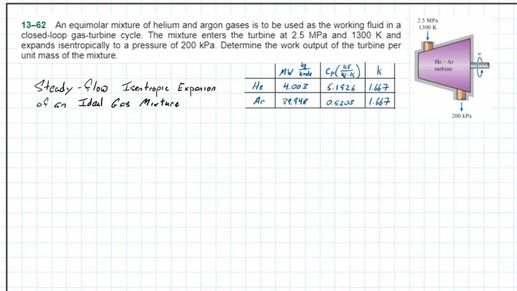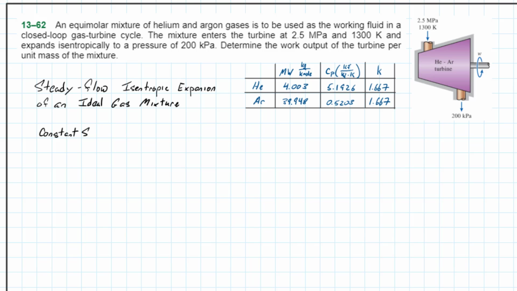Okay, the next type of problem involving gas mixtures is the case where the gas mixture moves through a steady flow device. In this case, we are going to do an isentropic expansion of an ideal gas mixture through a turbine. For this problem, we are going to assume not only that it's an ideal gas, but that we also have constant specific heats.